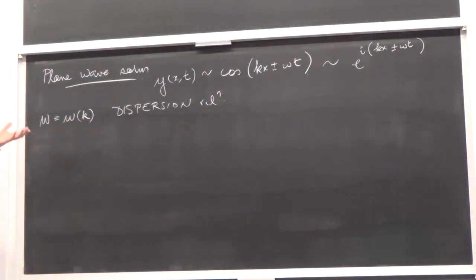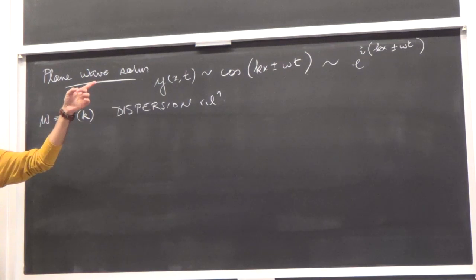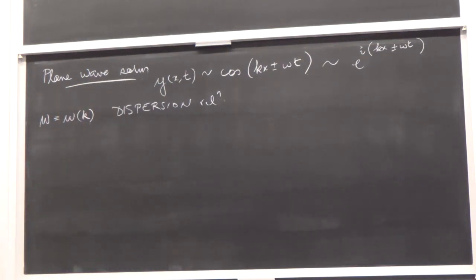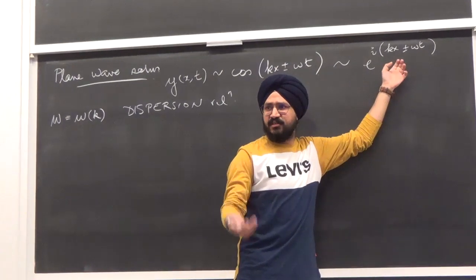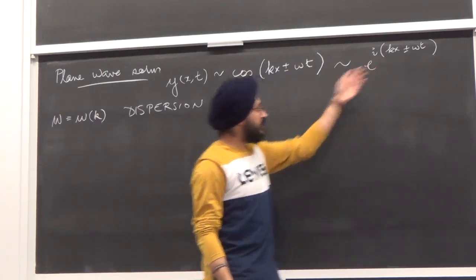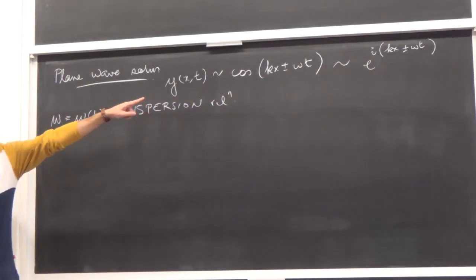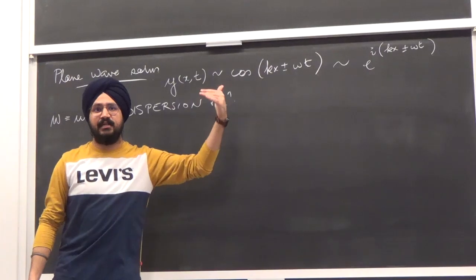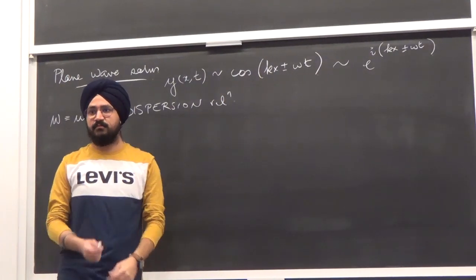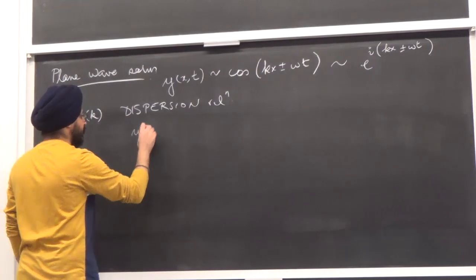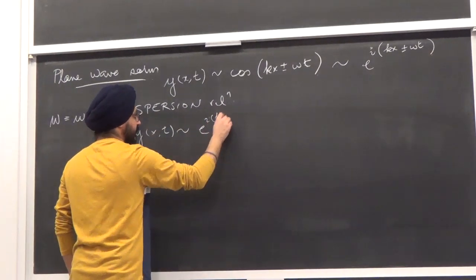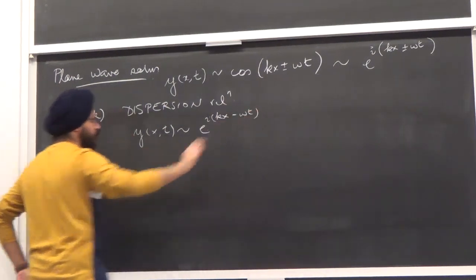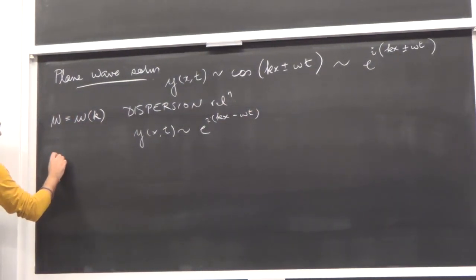How do we find it? Plug it back into the wave equation. The left hand side is a second time derivative. Let's use the exponential because, again, the real part is the cosine. So, what's the second time derivative of e to the i kx, let's say minus omega t? So, let's look at y(x,t), my wave is like e to the i kx minus omega t. It's a right mover. What's y double dot?